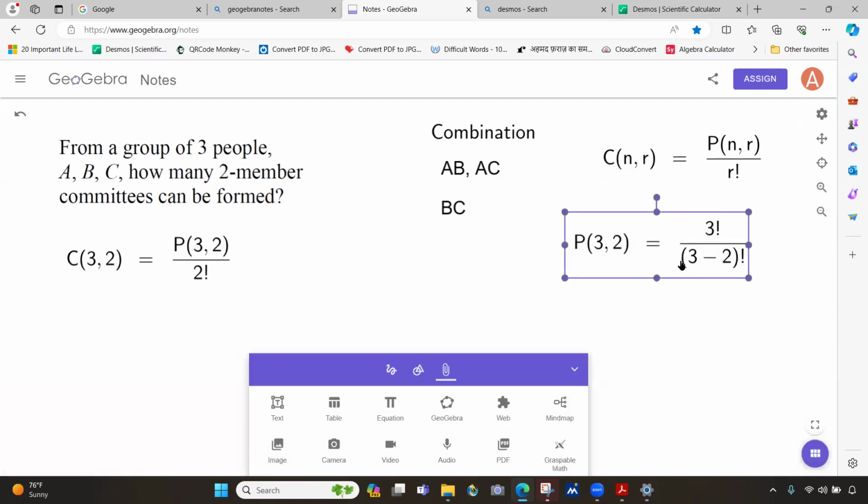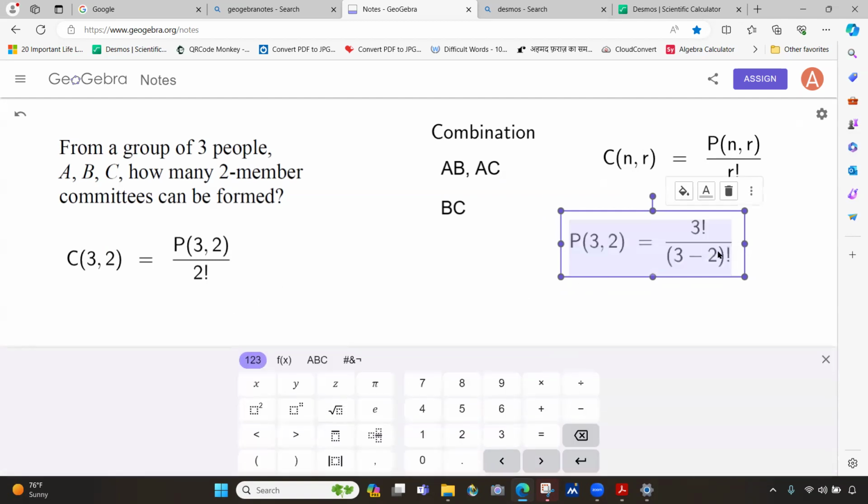Now, since the question is a combination question, the order doesn't matter. So A, B and B, A is the same. Since you are counting A, B and B, A to be really the same group, you have to divide it by 2 factorial, because 2 people can be arranged in 2 factorial ways. 3 people can be arranged in 3 factorial ways. So you have to divide it by 2 factorial further. Now this becomes your combination. I hope that makes sense.